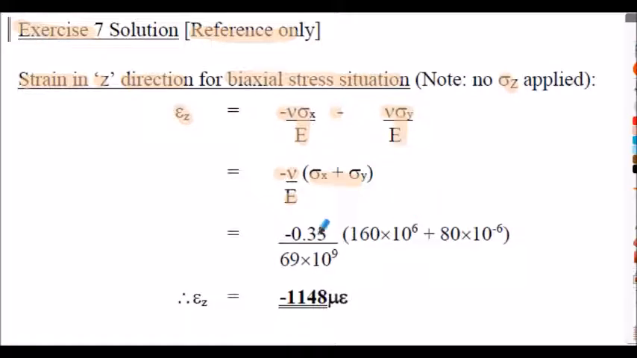Then inserting my values for the nu, for the E, and for the stress X and the stress Y, I calculate the strain in the Z direction to be negative 1148 microstrain. So this calculation shows that for a biaxial situation where we have a stress X and a stress Y applied but no stress Z applied, we still have a strain in the Z direction. And that's due to the Poisson effect of the strains in the X and the Y directions.